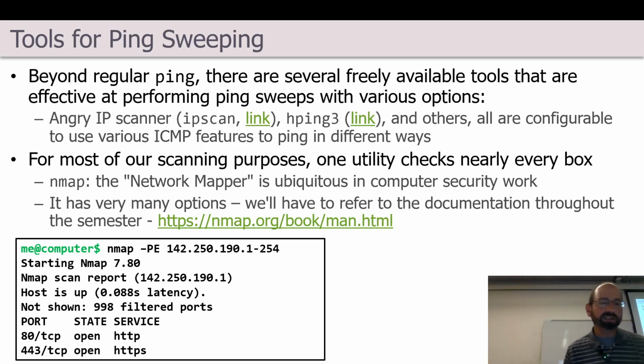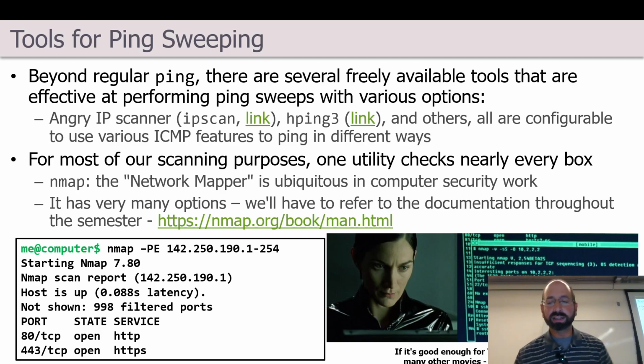Where it gets a little weird is that it looks like a command to ping a host, but then we're getting reports back about which ports are up. It's because Nmap is generally a port scanner first and foremost. So unless you tell it not to scan any ports, it's going to follow a default algorithm for also scanning ports for those particular hosts. But as another tool for performing a ping sweep, it is a pretty good example of a tool to use. And the other argument in favor of it is it's good enough for Trinity and characters in many, many other movies.